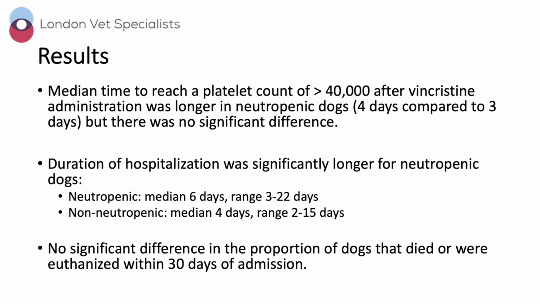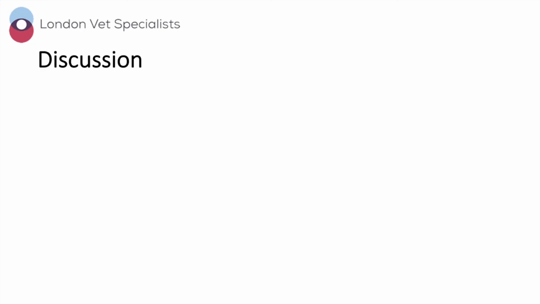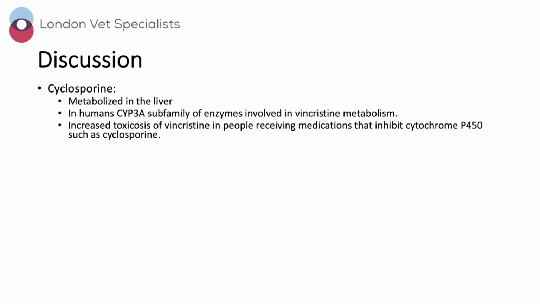interestingly. And one of the hypotheses that the paper talks about in the discussion for the duration of hospitalization being longer in neutropenic dogs is that potentially clinicians were keen to keep neutropenic dogs in for a little bit longer for intravenous antibiotics as prophylactics, and also monitoring as well. And then the study also discusses the potential causes for cyclosporine being associated with a higher risk of developing neutropenia. And in humans, we know that the CYP3A subfamily of enzymes is involved in vincristine metabolism, and humans have an increased risk of vincristine toxicosis when they receive medications that inhibit cytochrome P450, such as cyclosporine. So it's hypothesized that that could be similar in dogs as well.